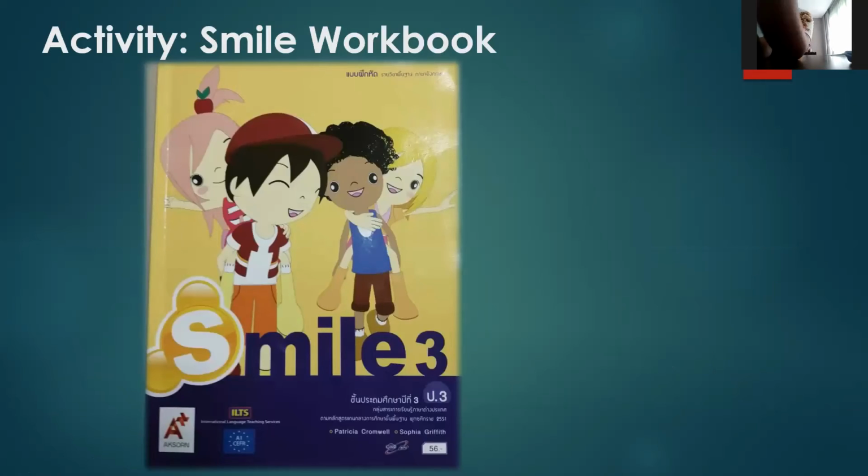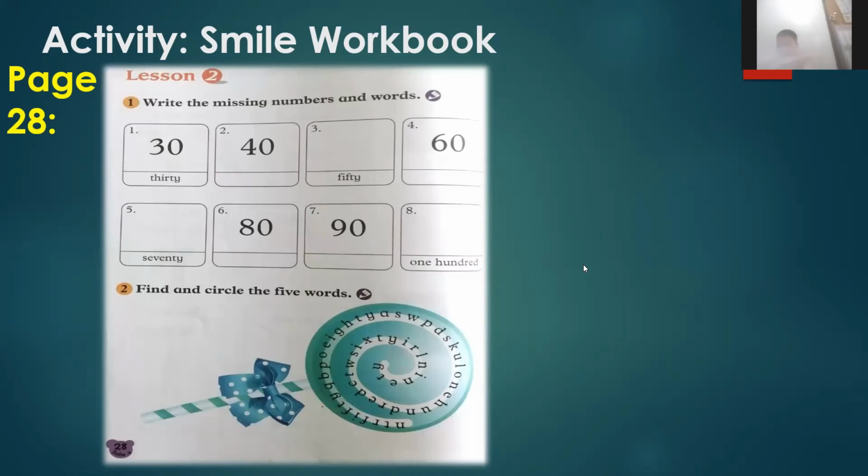Okay, so please bring out your workbook. Open your book on page 28. On page 28, in lesson 2, we have the instruction: write the missing numbers and words. So we're going to write the missing numbers and we're going to write it in words. So we have to spell, okay? Let's start with number 1. Number 1 is an example.